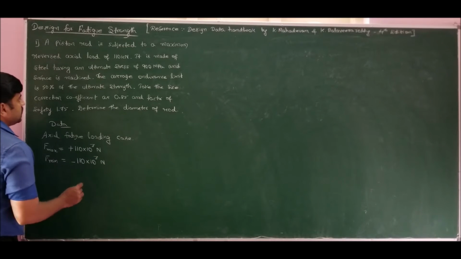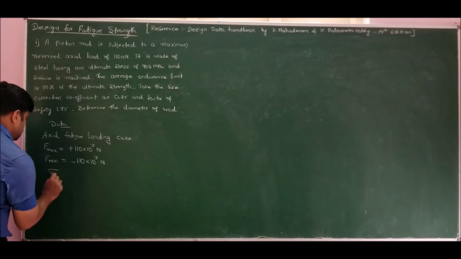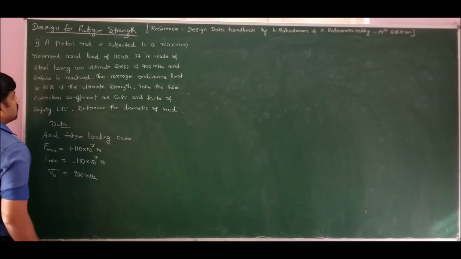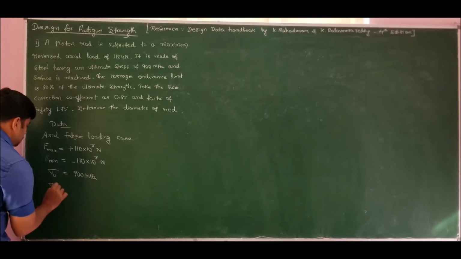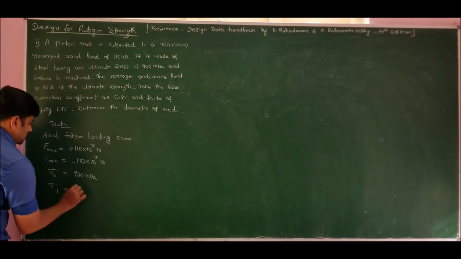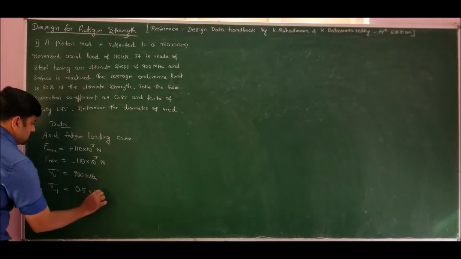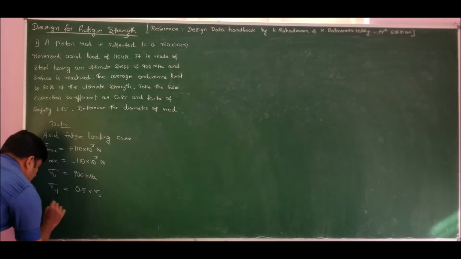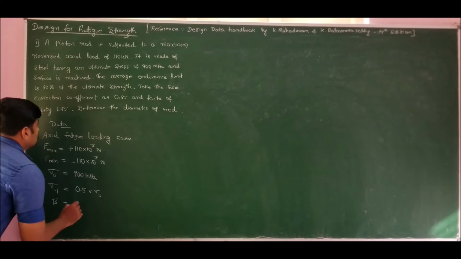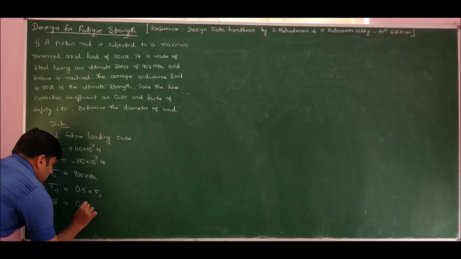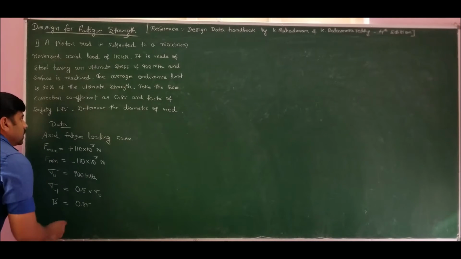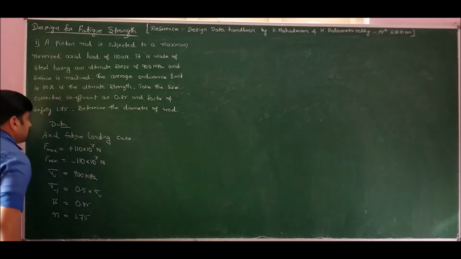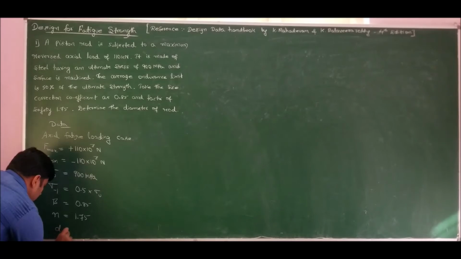It is made of steel having an ultimate stress, sigma ultimate, of 900 megapascals, and the surface is machined. Average endurance limit sigma suffix minus 1 is 0.5 times the ultimate stress. Size correction factor, capital B, is 0.85. He has not given A and C values. Factor of safety, small n, is given as 1.75. Determine the diameter of the rod. I should find the diameter.